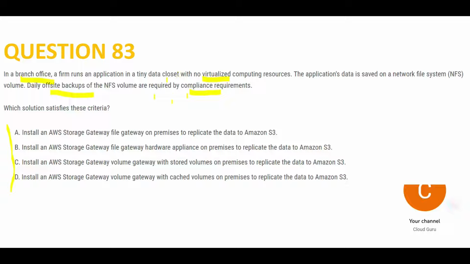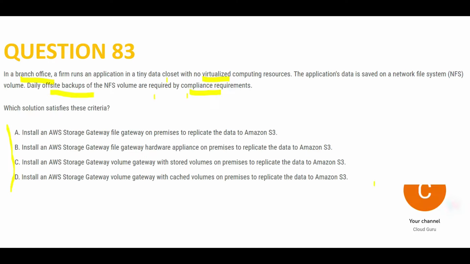You see, everything is about putting it into AWS. And when you talk about files which are in NFS, a good place is S3 buckets. That's why you see S3 in all options. Now, what do we choose here? If you see these four options, C and D are talking about volume gateways. A is talking about file gateway. So you might say, hey, NFS is a file system, I should use file gateway.